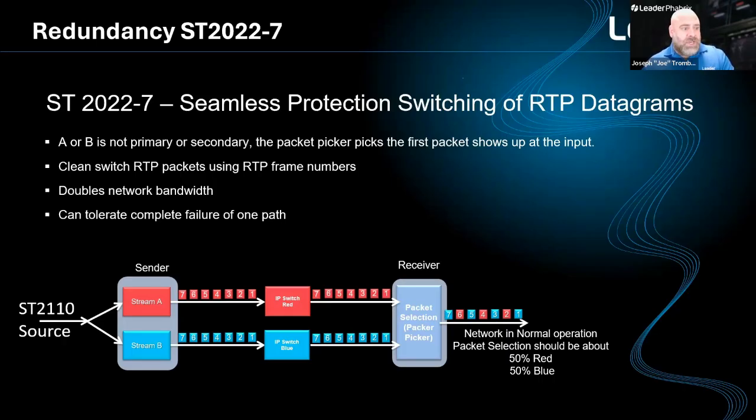So as you can see here, we walk from the left, the sender, through a network failure, errored packets going into the receiver, and the packet picker selects those that are good.